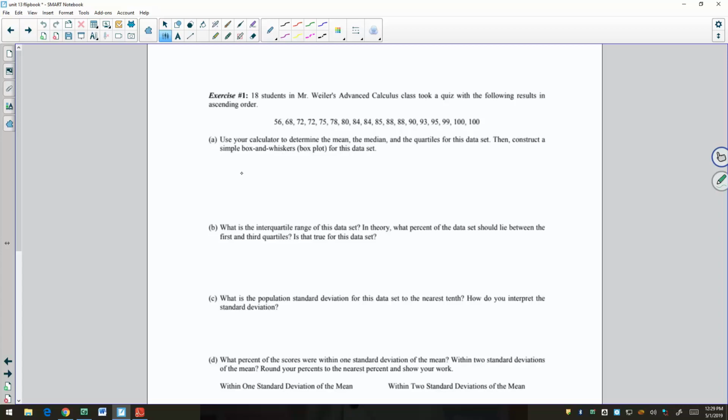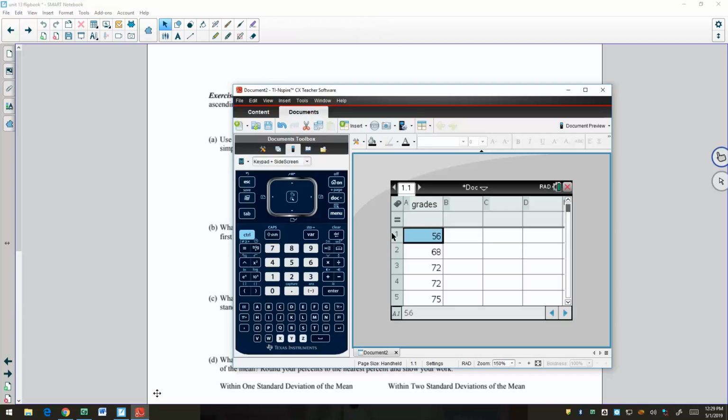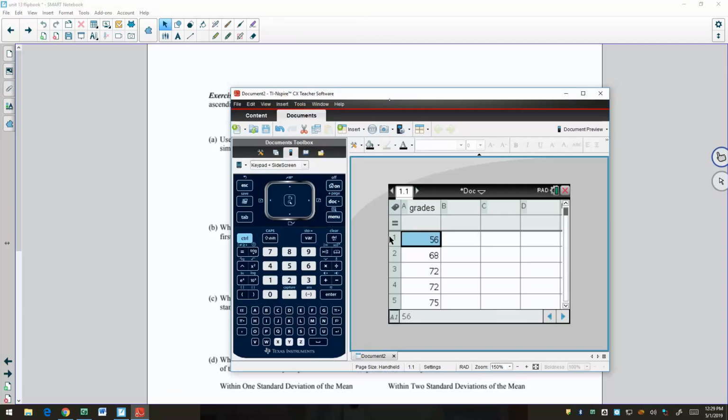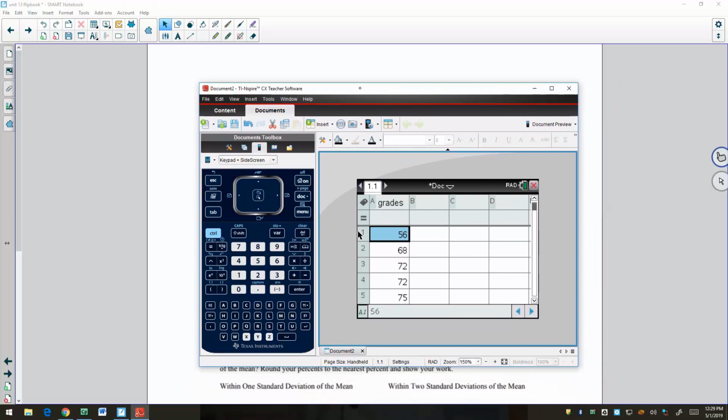Now, you could do this by hand, but I want to show you how to do it on the calculator because the calculator, A, will save you a ton of time, and B, it will also find other things that you're going to need to know how to find down here. So I'm just going to show you how to do it there to begin with. You definitely should know how to find mean and median. They didn't ask for the mode, but you should also know how to find that as well.